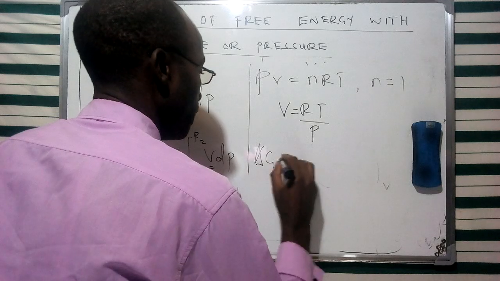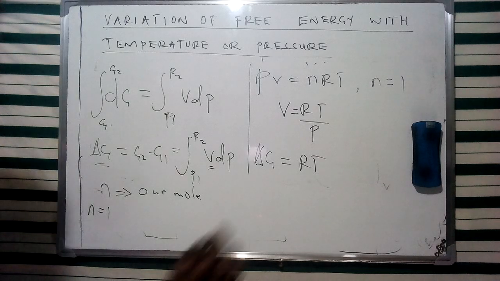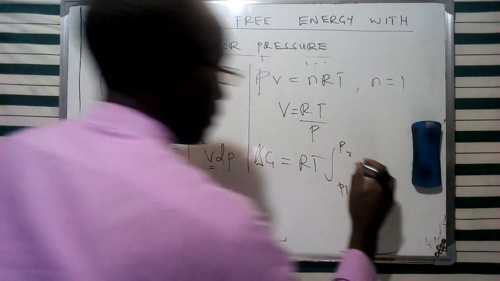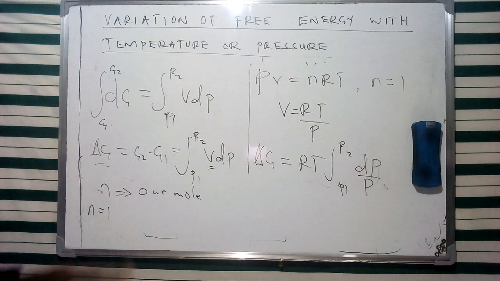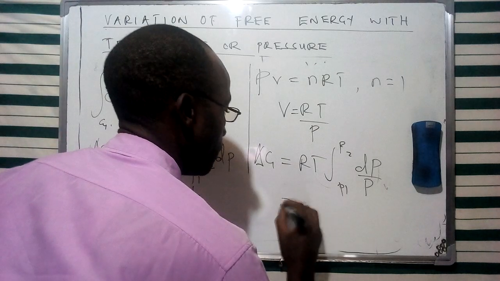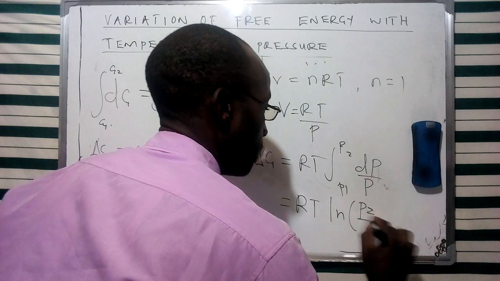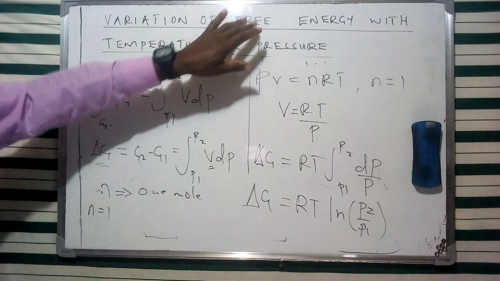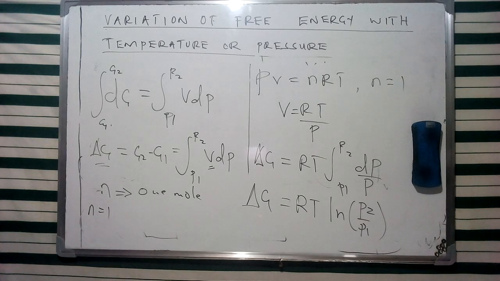We're going to have the Gibbs free energy given in terms of RT, of course, times the integral from P1 to P2 of dP over P given as such. So this is going to be the version of the equation we're going to obtain for considering this specific aspect of 1 mole. And of course, from the evaluation, it's going to give us RT natural log of P2 over P1 given as such. So this is going to be the representation of our Gibbs free energy when we consider the case of a constant temperature with a variation in pressure.